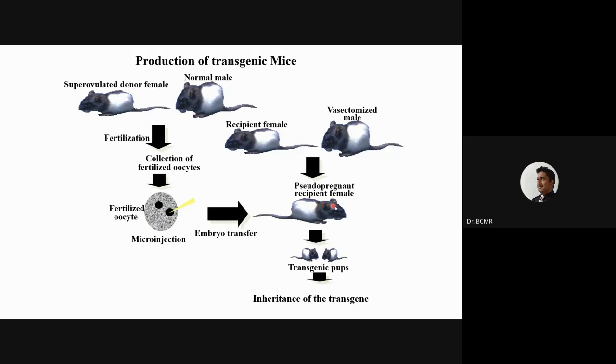So to prime the individual for holding on, they take the recipient female and allow it to mate with a vasectomized male. Mating between them will happen, and the mouse will respond physiologically and hormonally to be ready to be pregnant. But it did not get any sperm from the male because the male was vasectomized. That is what it means to be pseudopregnant: pregnant, but not actually. But we put in these manipulated embryos, and because of which it will become pregnant and give rise to transgenic pups. And now we will verify these pups and screen for which one is transgenic and which one is not transgenic.